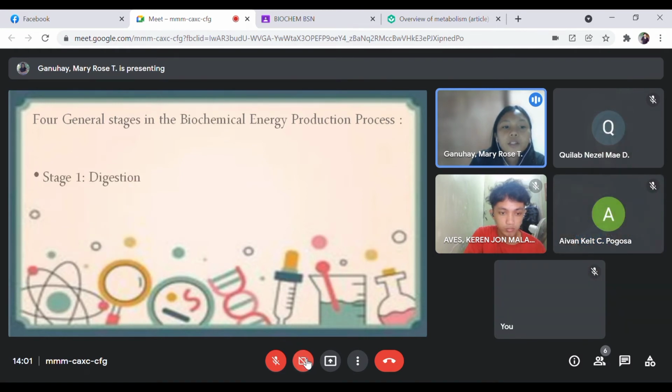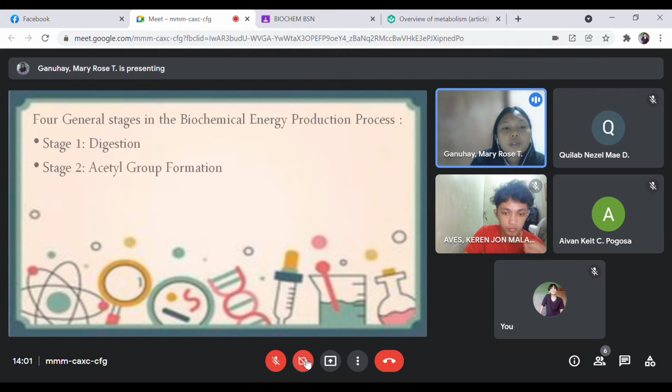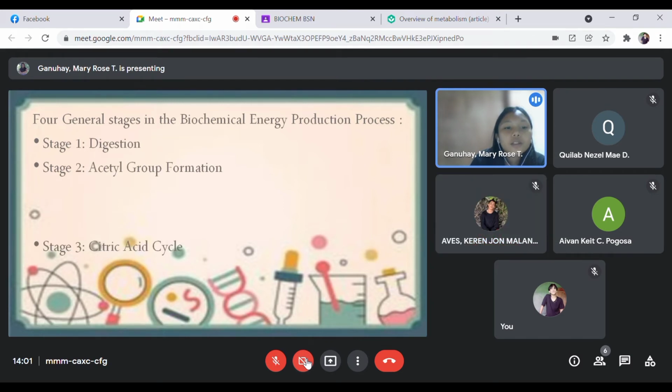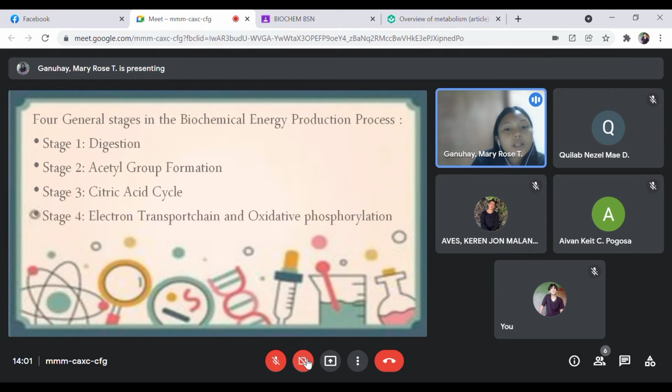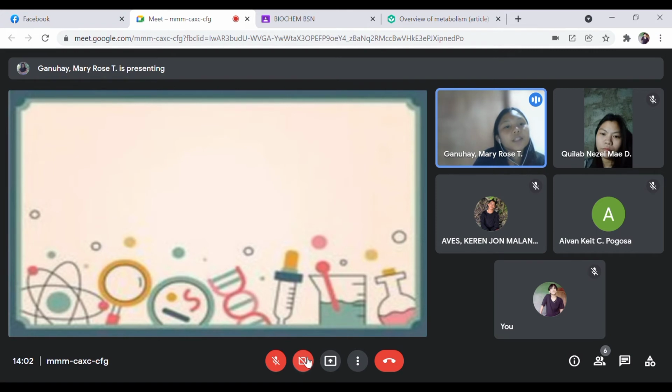Stage 1 is the digestion. Stage 2 is the acetyl group formation, stage 3 is the citric acid cycle, and lastly is the electron transport chain, oxidative phosphorylation. So, stage 1, digestion.